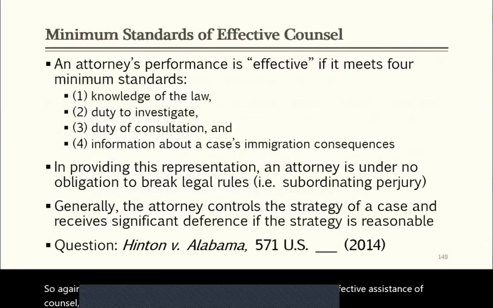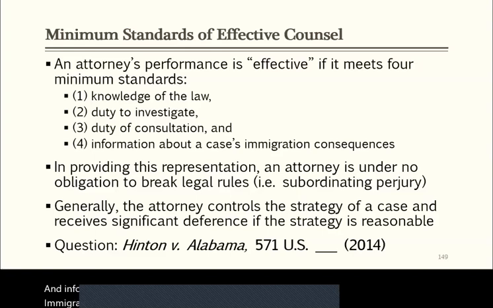So what are the minimum standards of effective counsel? An attorney's performance is, quote, effective if it meets four minimum standards, right? So a lawyer has knowledge of the law. They have a duty to investigate. They have a duty of consultation and information about a case's immigration consequences, right?